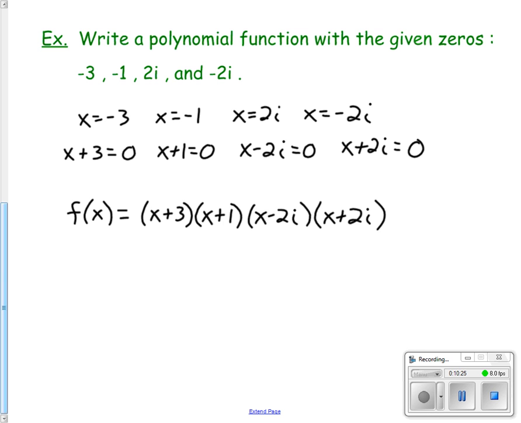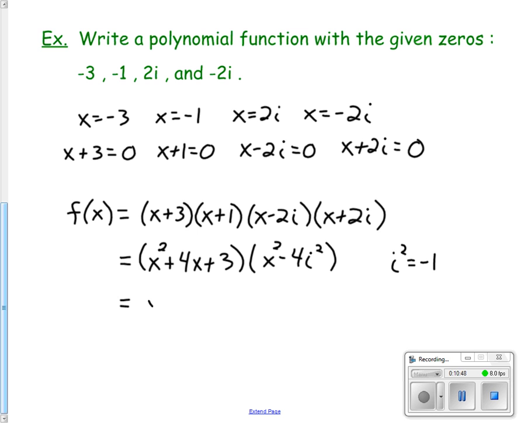And to get my final result looking like a polynomial, I would multiply all these out. So when I multiply the first two sets of parentheses, I'll get x squared plus 4x plus 3. And the second set, I'm going to get x squared minus 4i squared. We have to remember that i squared is equal to negative 1. So let me simplify this a little bit. This becomes x squared plus 4, because the i squared was a negative 1, so the negatives cancel.